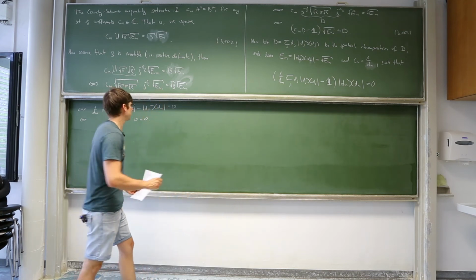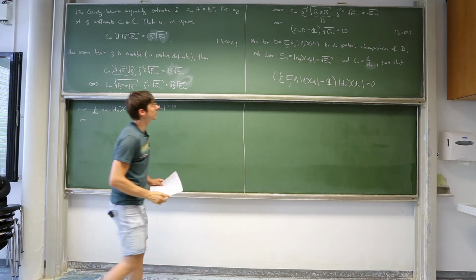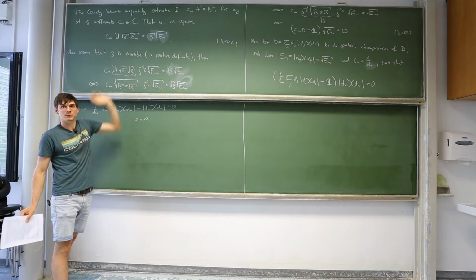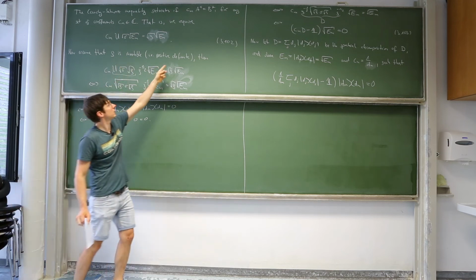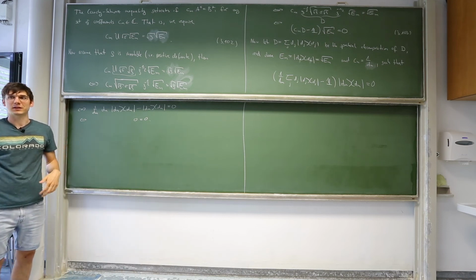Okay, and this finishes. No, it doesn't finish the proof yet, because what we assumed at some point is that rho is invertible. That means it is positive definite, but in general rho can be positive semi-definite.